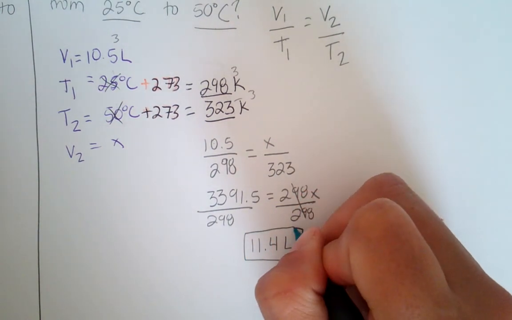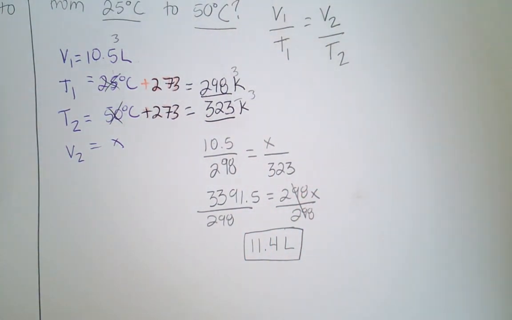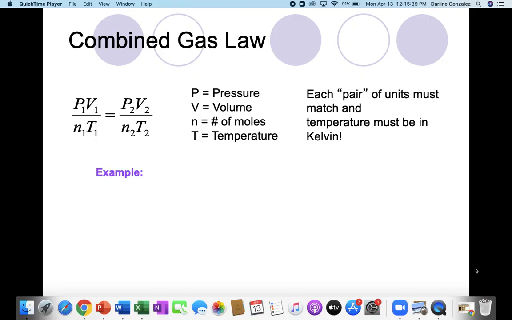And again, it's 11.4 because it's 11.38, which means that the 8 makes the 3 round up. This is the last kind of law that looks at before and after. We do have one more law still that we have to talk about, the combined gas law. As it sounds, it is combining Boyle's law, Avogadro's law, and Charles' law all together.